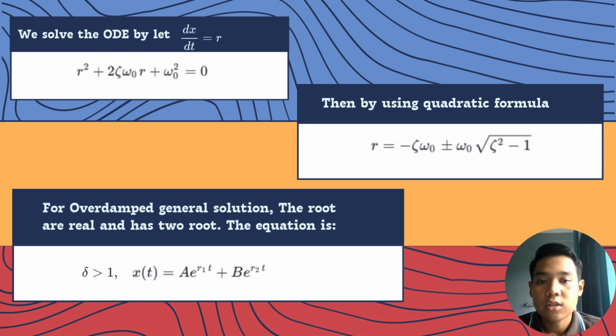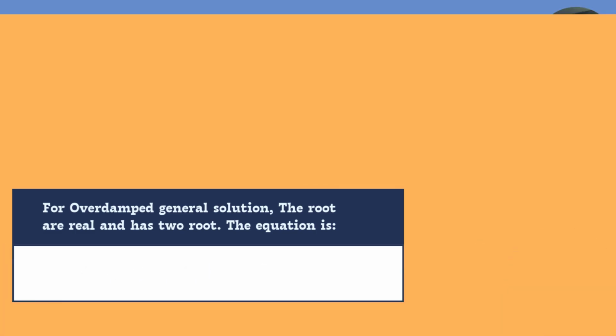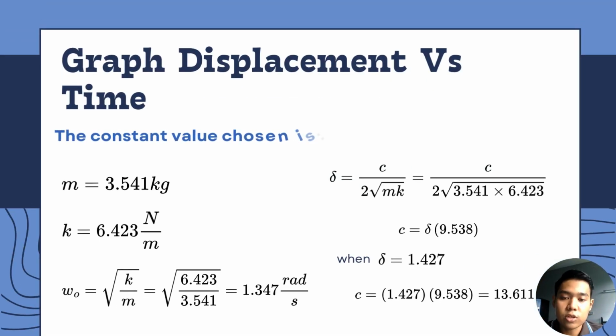So for this condition, the roots are real and there are two roots. So the equation is x(t) equals A e to the power of r1 t plus B e to the power of r2 t. To generate the graph, we will need the constant values. So the constant values for m and k have been determined as shown in the slide. After that, we will need to calculate omega naught and our damping ratio, also our damping coefficient, and the values have been shown in the slide.